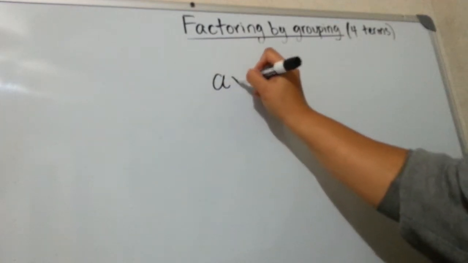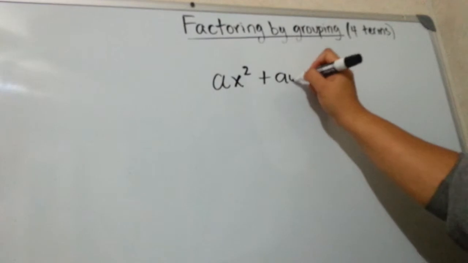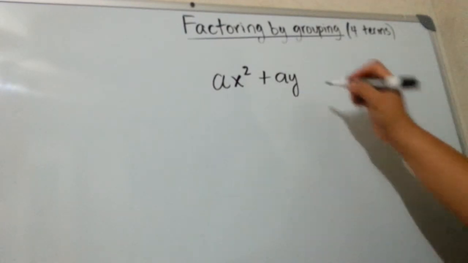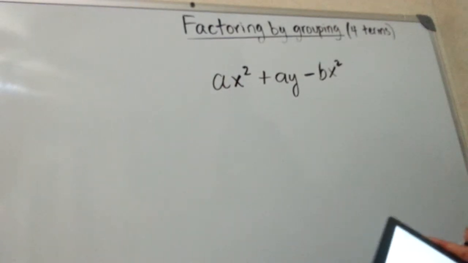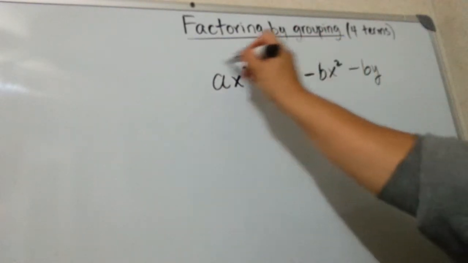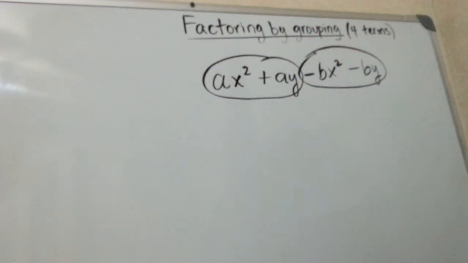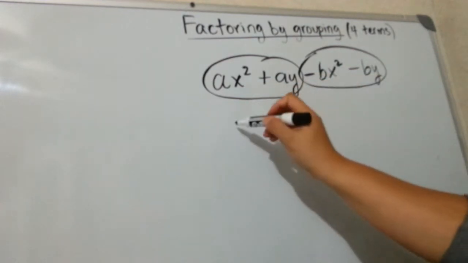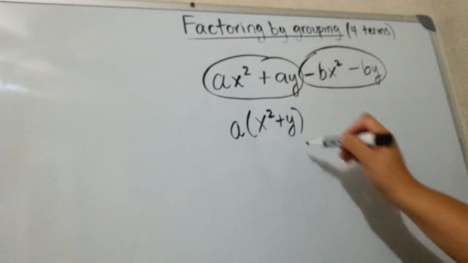What if you had no numbers? What if it was all variables? Pretty scary, right? But it's exactly the same thing. So you go ahead and you group the first 2. And you group the second 2. And you have, can we pull from here? In a, we'll have x squared plus y left over.